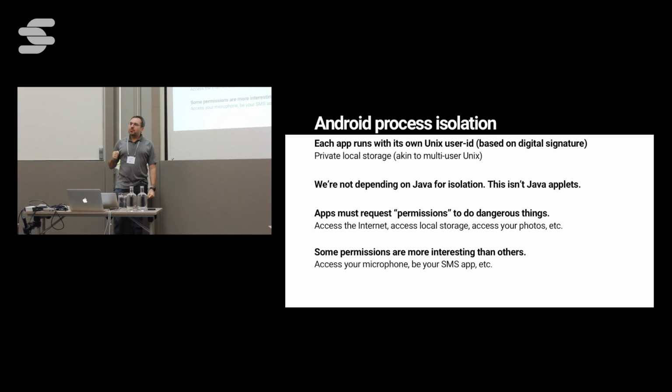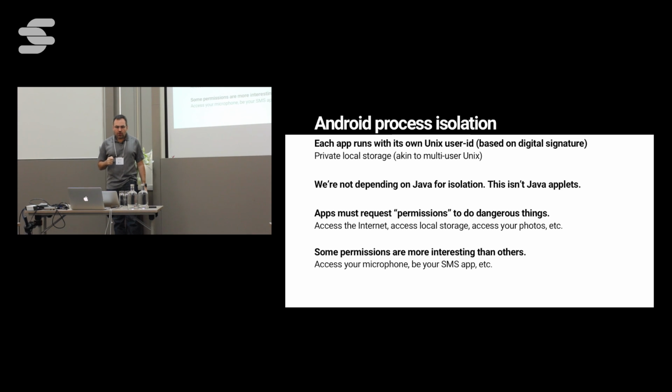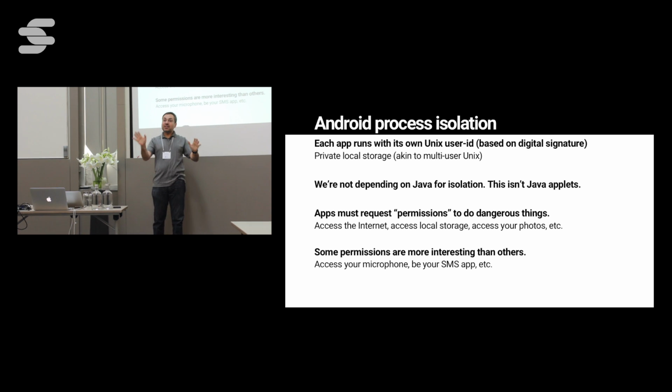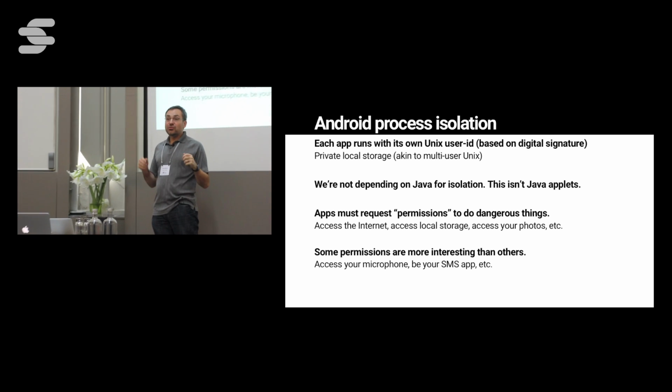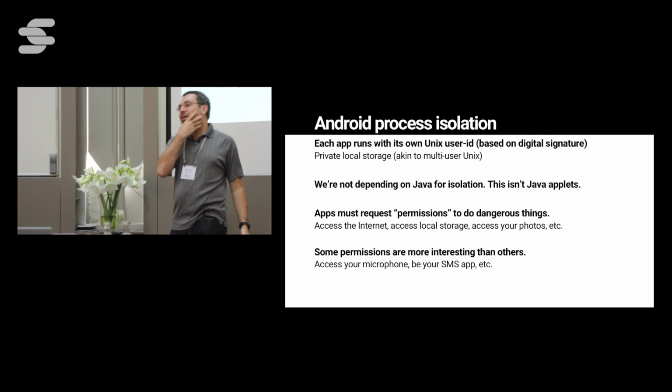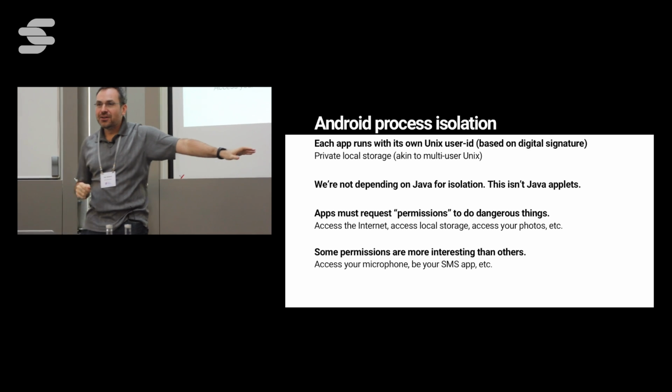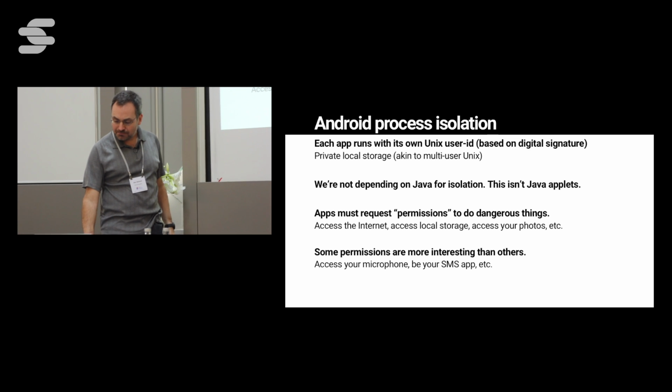Apps can request permissions. So there are all sorts of different kinds of permissions. Permission to access the internet, permission to access your calendar, permission to access the camera, the microphone, etc. And some of them are more interesting. If somebody wants to request the permission to be your SMS app, that's interesting. The user should hopefully say, well, maybe I don't want this game to be my SMS reader. I hope users would notice that.